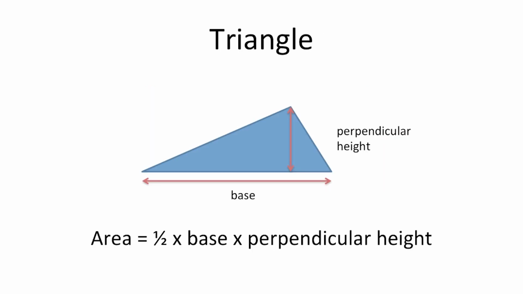A triangle has three sides, and the sides we're interested in are the base and, most importantly, the height, but specifically the perpendicular height. In other words, the height that meets the base at a right angle. The area is then given by half times the base times the perpendicular height.